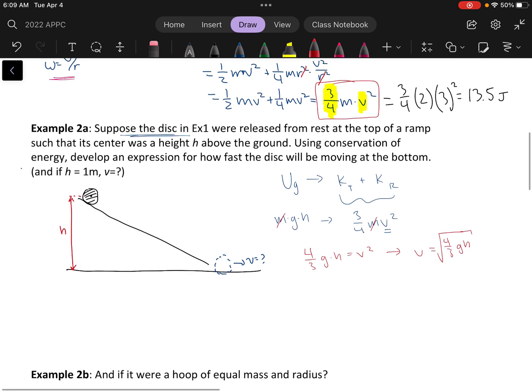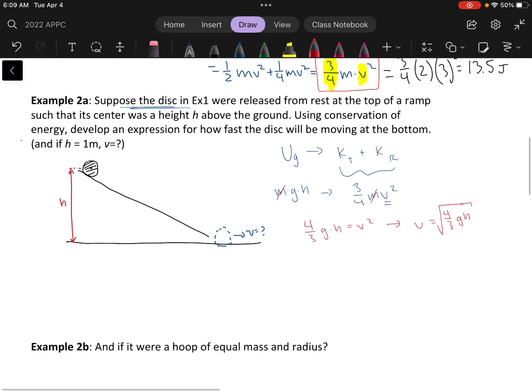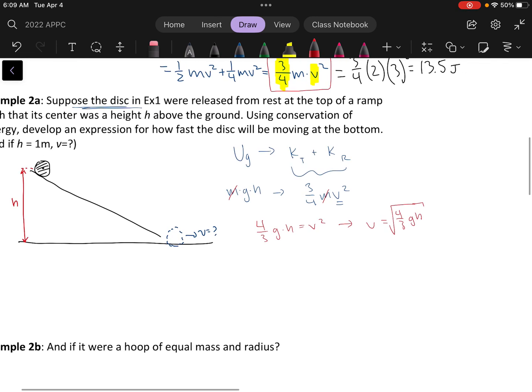Now, if we were to have solved this using just translational motion, if we go back to what if there was no rolling? We would have mgh just equaling 1/2 mv squared, which if we solve would give us velocity is equal to the square root of 2gh.